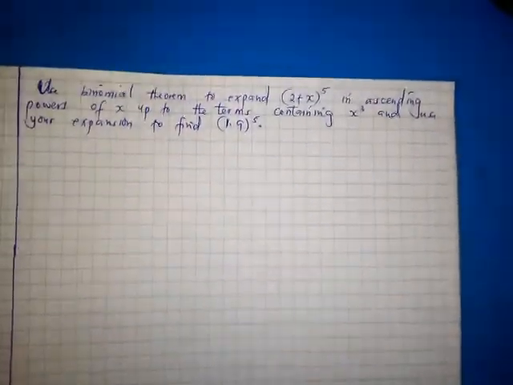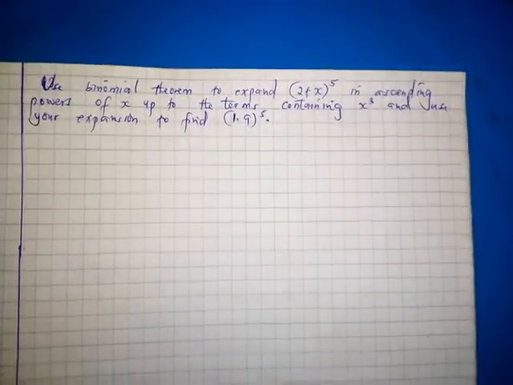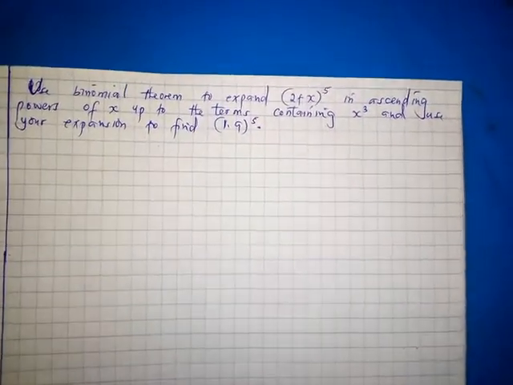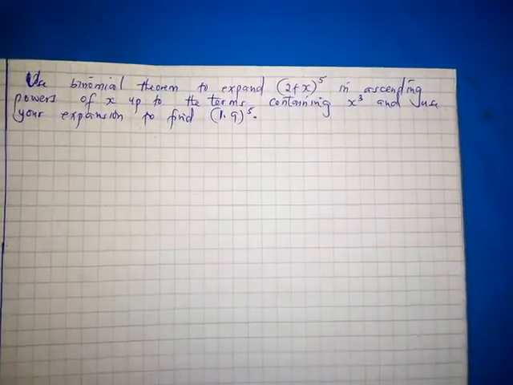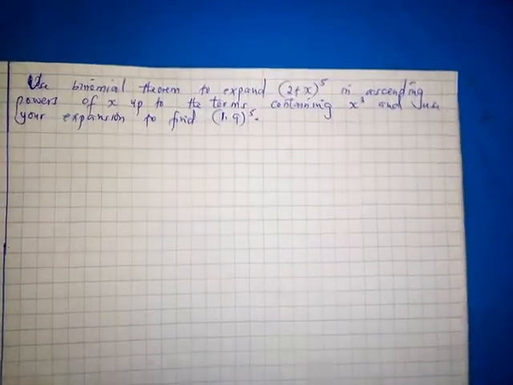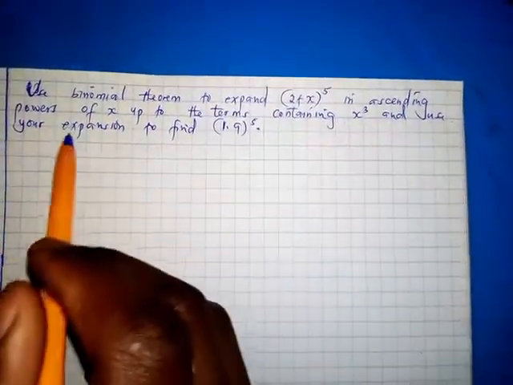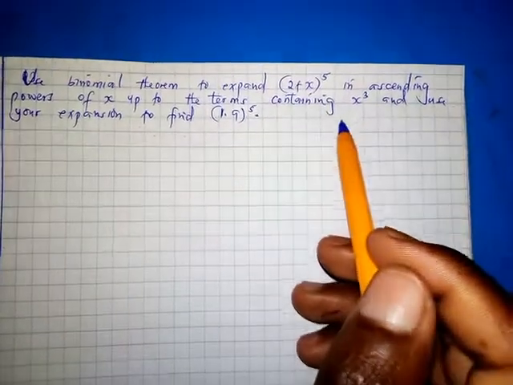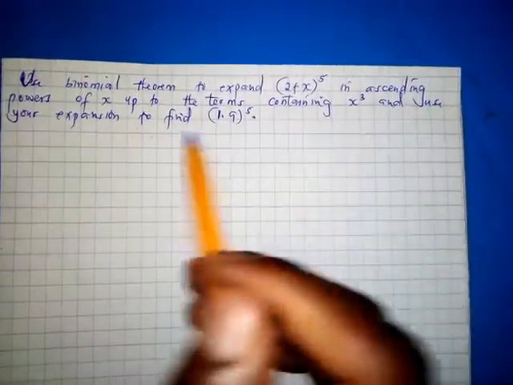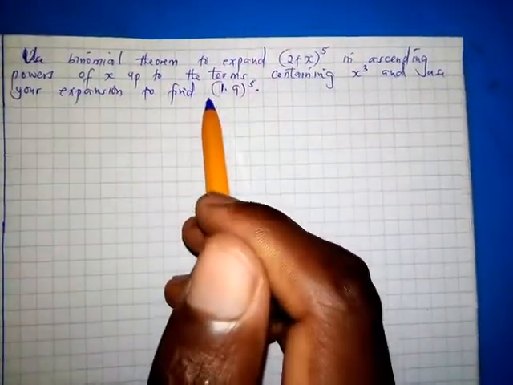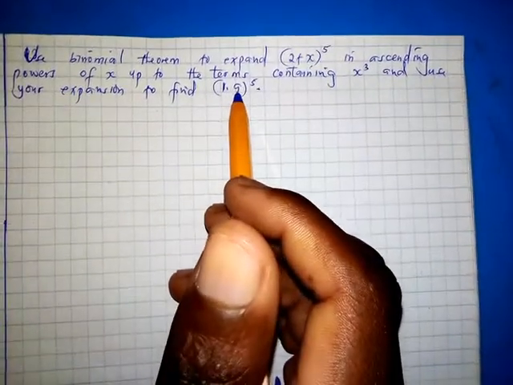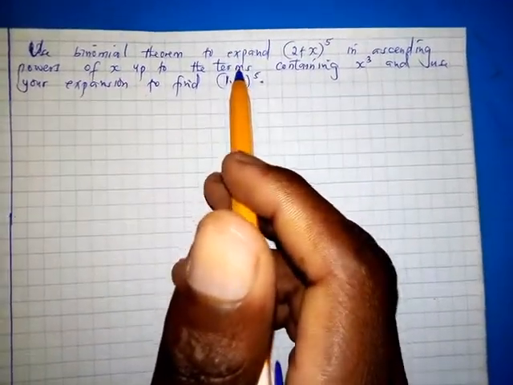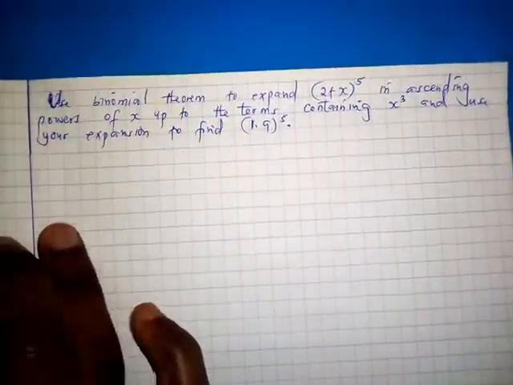Today I want to look at binomial expansion. Here is a question. Use the binomial theorem to expand (2 + x)^5 in ascending powers of x up to the terms containing x cubed, and use the expansion to find 1.9^5. Solution.